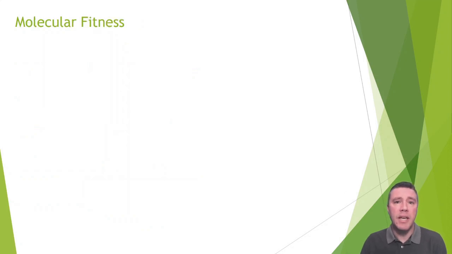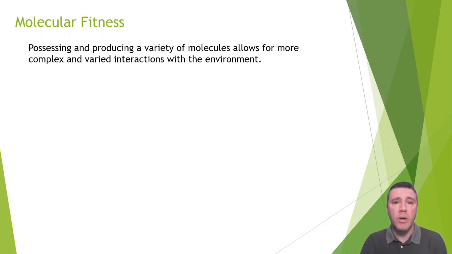Having the ability to take in, process, and produce a variety of molecules means that organisms can interact in more complex ways with their environment. It means that organisms would have access to take advantage of a greater collection of resources, and therefore have a higher likelihood of survival were any one or even a few of them to become scarce.